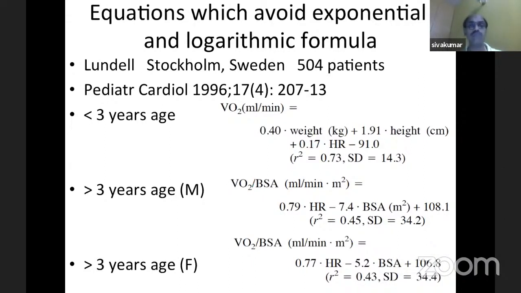The Lundell formula comes from Sweden, on 504 patients, and this actually totally takes out the logarithmic relationship of the age. So this formula is something like a constant into weight plus a constant into height plus a constant into heart rate. So there is no logarithmic equation. And this particular study of 504 patients included both less than 3 years as well as more than 3 years. So this is yet another formula, but validated a little less, and the number of patients was also a little less.